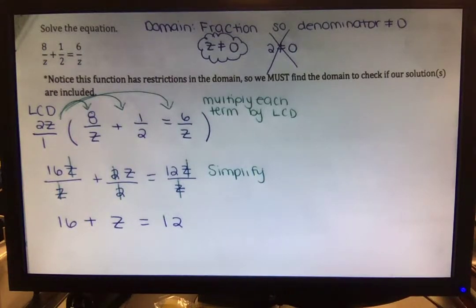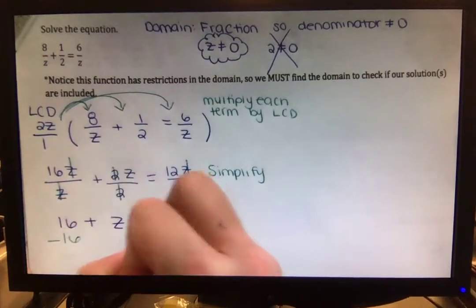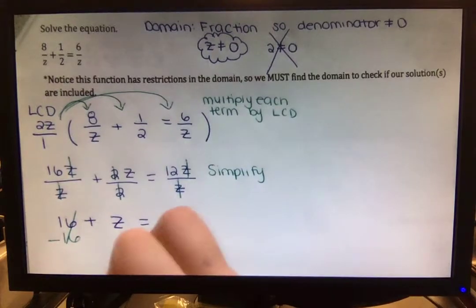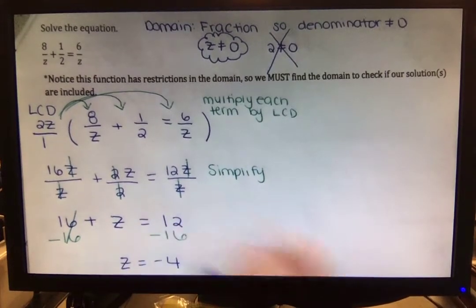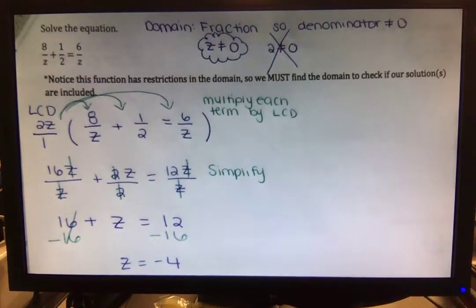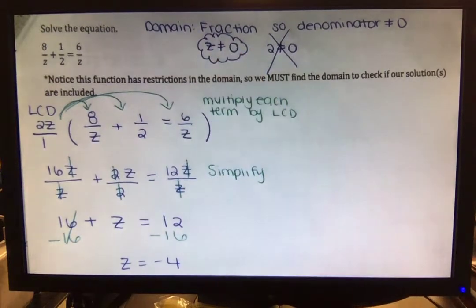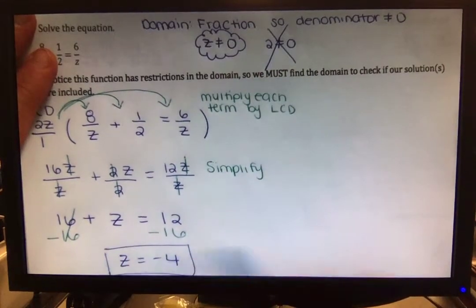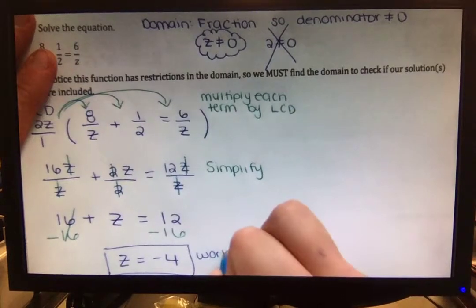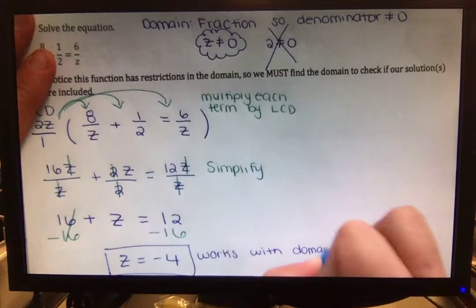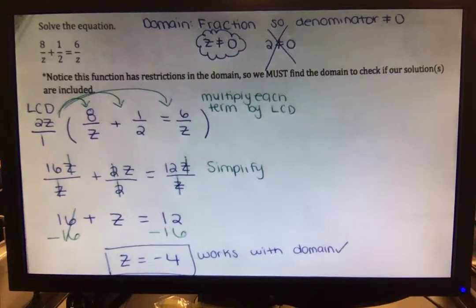How would we get z by itself? Subtract 16, thank you, from both sides. So those would cancel. We're left over with z equals -4. Okay, here's the part where we go back. Is it okay that z equals -4 with our domain? Yes. As long as it's not 0, it's okay. So that's our final answer. Z equals -4, and it works with our domain. Done.